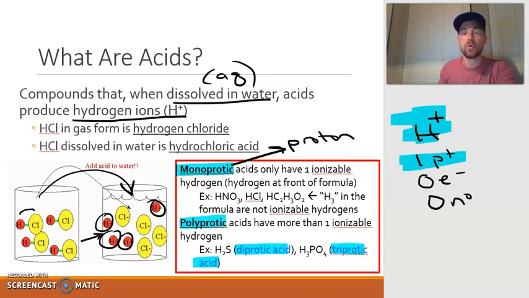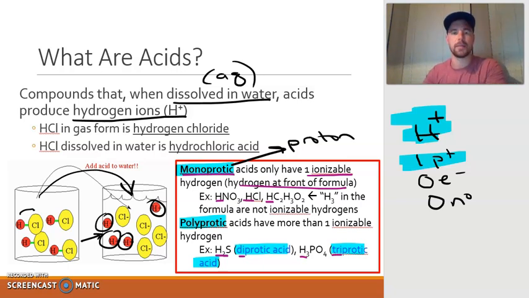So, to back up, when we say we're looking at a monoprotic acid, it means it only has one ionizable hydrogen, specifically the hydrogen at the front of the formula. So, HNO3, HCl, even HC2H3O2. Notice the hydrogen at the beginning of the formula, there's only one. Versus polyprotic acids have more than one. Specifically here, H2S has 2, so di. Or H3PO4, it's triprotic. So that'll help us figure out what kind of acid we're looking at.